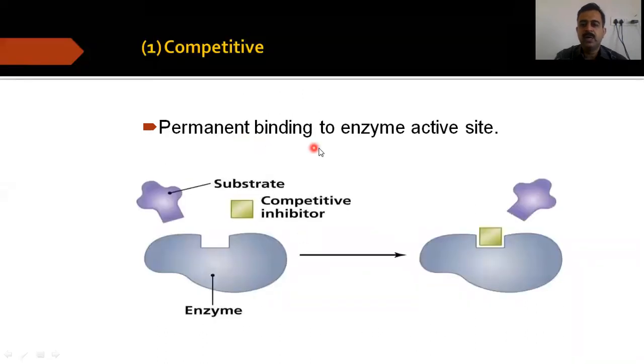Competitive inhibitor: permanent binding to the enzyme's active site. See here, the substrate has to bind to this particular site, but the competitive inhibitor will come and bind to this site. Once it is bound, it will not move from that enzyme, and the substrate is unable to put itself into that cleft, and the reaction is halted. This is a permanent kind of thing.